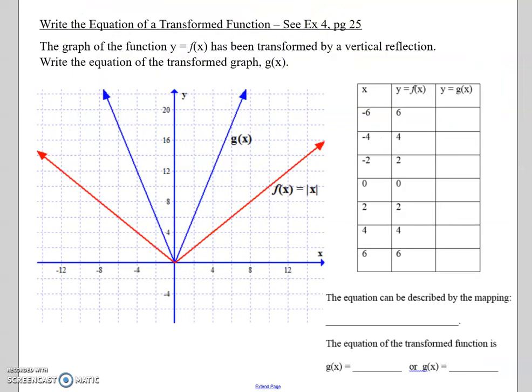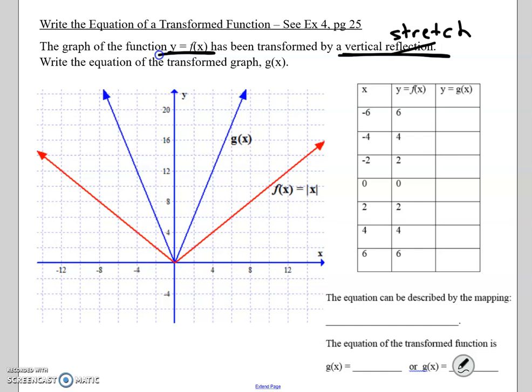In this question, we're saying that we transform your original graph with a vertical reflection. Write the equation of the transformed graph. So this is very important. It also shouldn't say reflection. That would be a typo. It would be a vertical stretch. Because what does reflection mean? Flip. Okay? This graph was not flipped up and down.